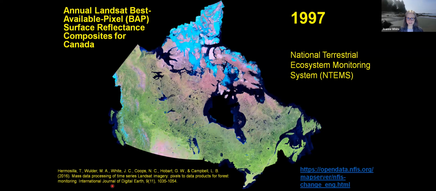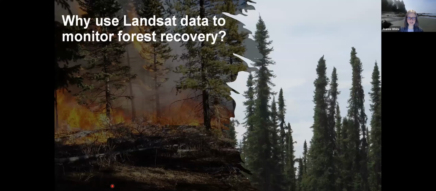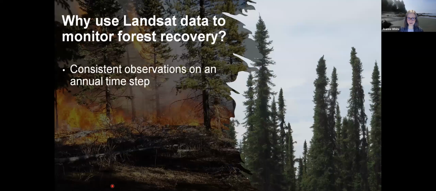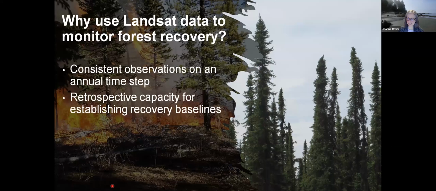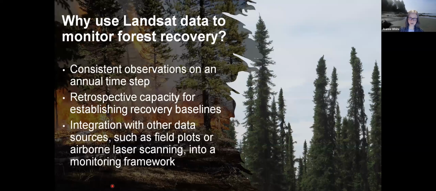So how we use these data to monitor forest recovery, and why we use them, is that they give us these nationally consistent observations on an annual time step. Critically, they allow us to go back in time to do retrospective assessments and establish baselines. What is our expectation for how forests have been returning following disturbances that happened 40 years ago? And it allows us to integrate easily with other data sources, as I mentioned, such as airborne laser scanning data or field plots, into a monitoring framework.